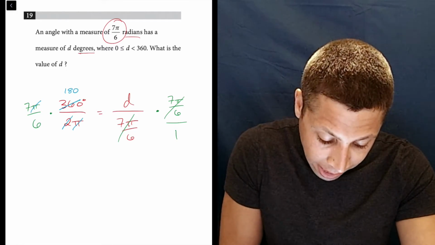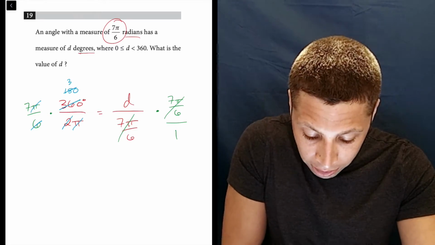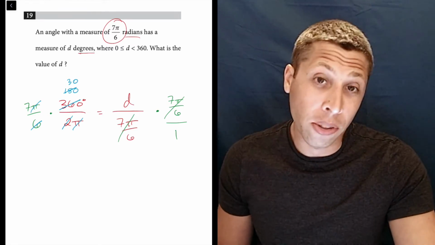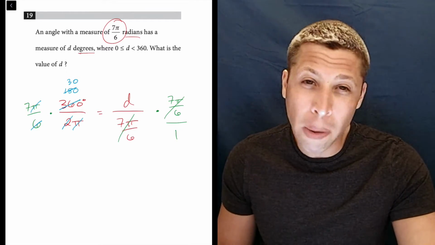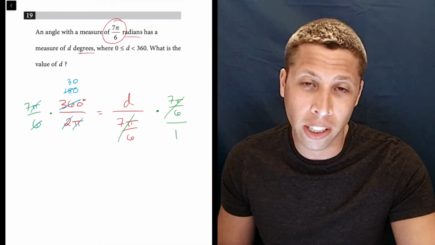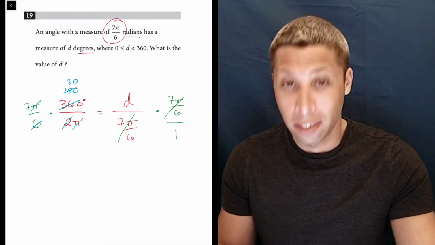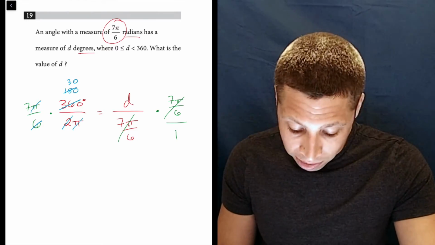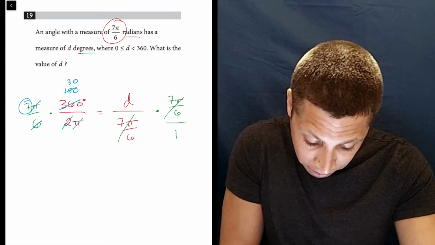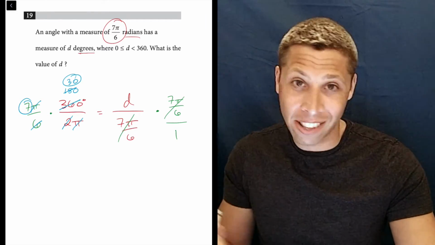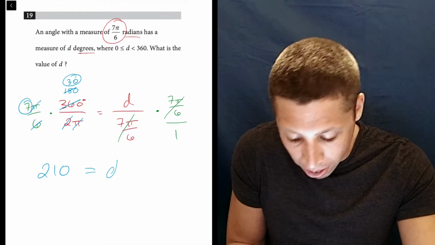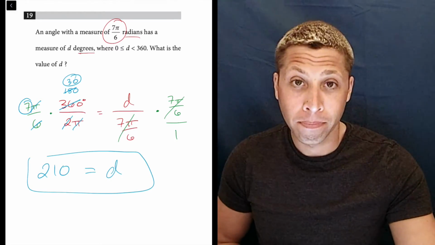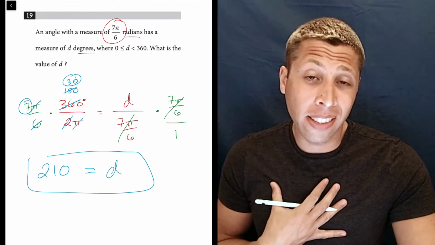So 6 goes into 180 30 times, because 6 goes into 18 3 times, and then we got a little 0 at the end. So this is all just basic reducing of fractions and division, and I know there's no calculator, but we can do it. And now what's left over? Well, the 7 is left and the 30 is left, and that's it. So if we just multiply those two things together and get 210, we've now found our value of d. So there you go. That's honestly how I do it.